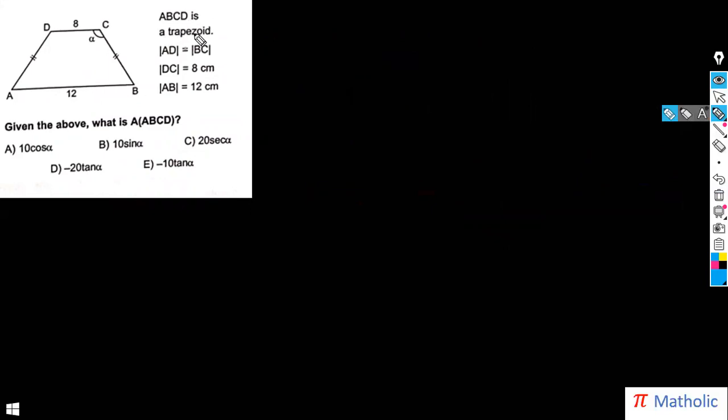So ABCD is a trapezoid and lengths are given, angle is given. Question says find area of ABCD. Let's remember area of ABCD is 1 over 2 times sum of parallel sides times height. So this makes 10 h. The problem here, what is h? What is height? So first of all, I have to draw height. Let's say this is h.